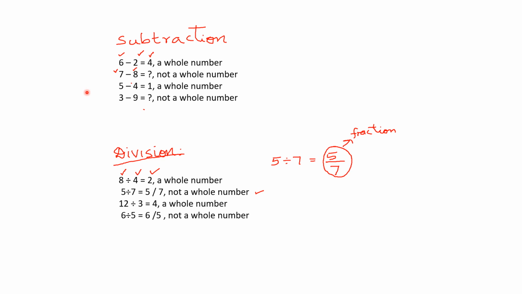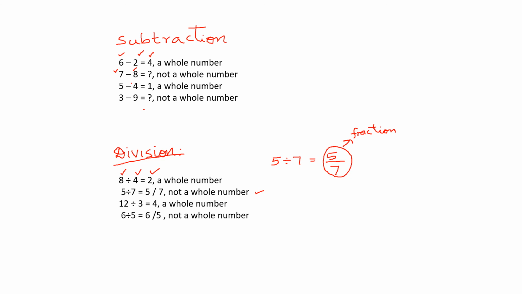Now can you see the difference, children? Addition and multiplication, when you saw, whatever you do, the answer was also a whole number. When it comes to division and subtraction, the answers need not be always a whole number. So what can you say about subtraction and division? Are they closed? Are you always getting the answer as a whole number? No, you are not getting the answer always as a whole number.